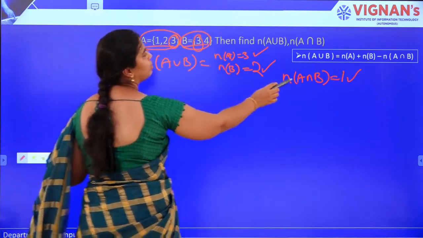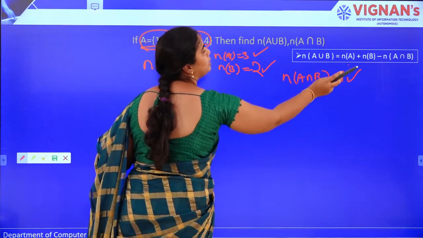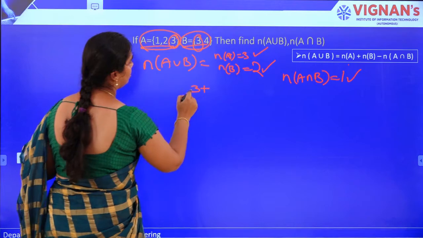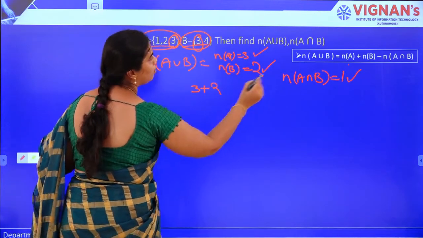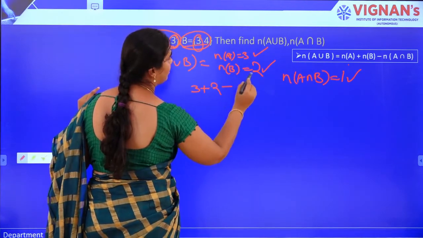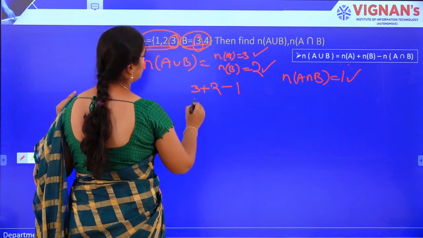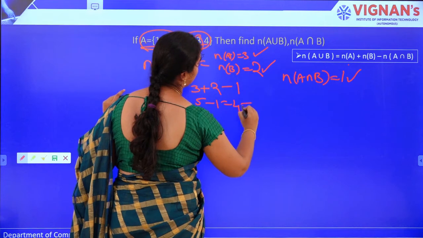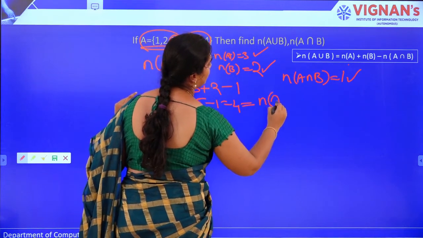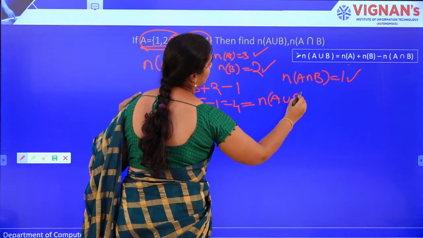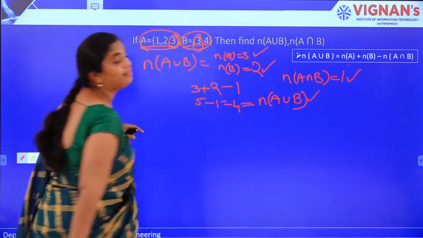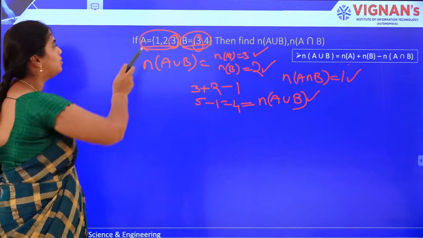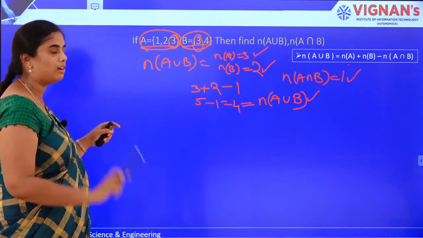As we know all the values, if we apply these values in this formula, we get 3 plus 2 minus 1, where n(A) is 3, n(B) is 2 and n(A ∩ B) is 1. So it will be 5 minus 1, which is equal to 4. It is the number of elements present in A union B. Okay. Now I have done it in the formula way, right? Take this as one assignment of your own and solve this using Venn diagrams.